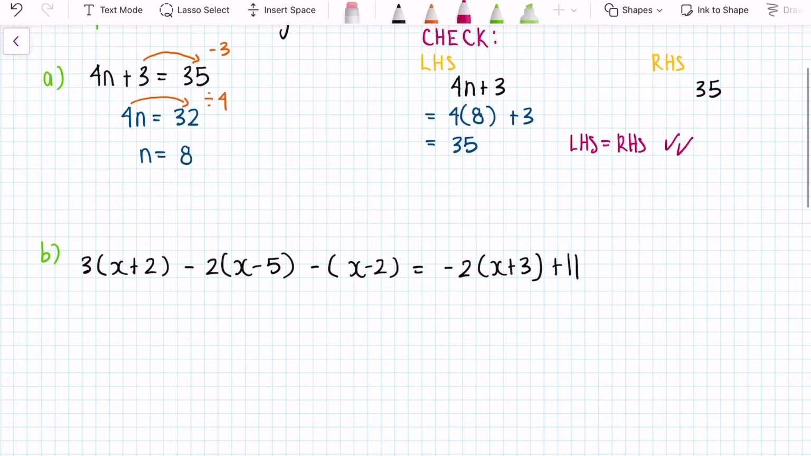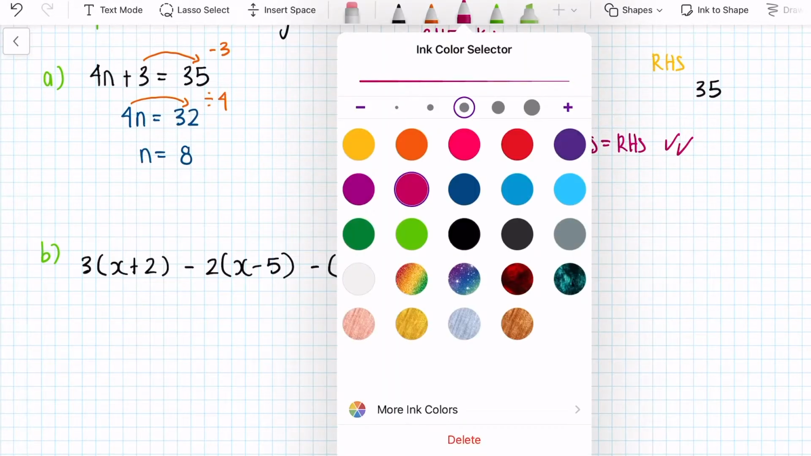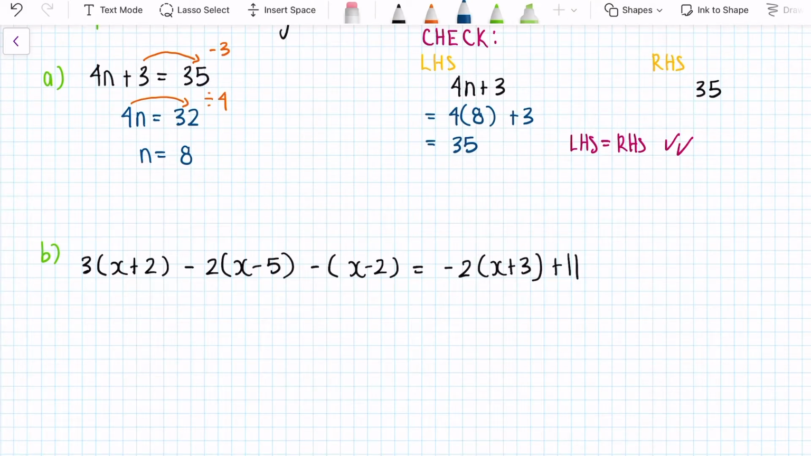Okay, so question B, as you can see, looks a little more complicated. We have our variable occurring more than once. We have brackets. Now, in the polynomial section where you revised work from last year, where we had to multiply, I'm not going to put in the arrows to multiply, but we have 3 has to multiply by this whole bracket. That gives me 3x plus 6. Then it's a negative 2 that has to multiply by the next bracket, and that gives us minus 2x plus 10.